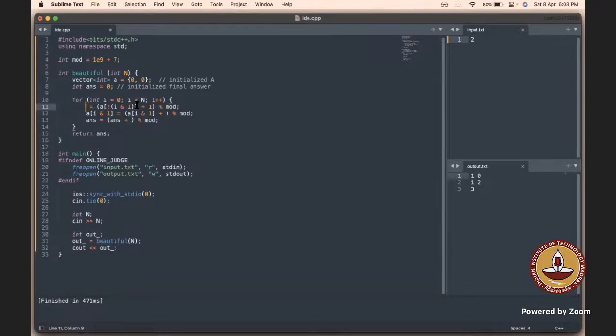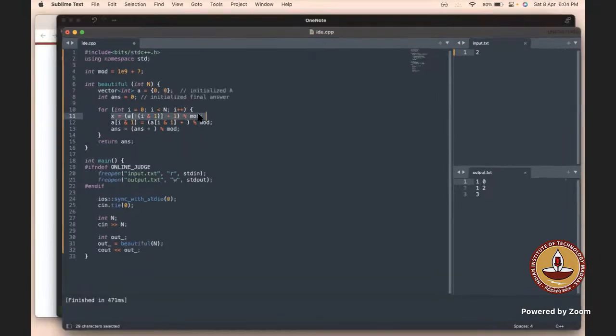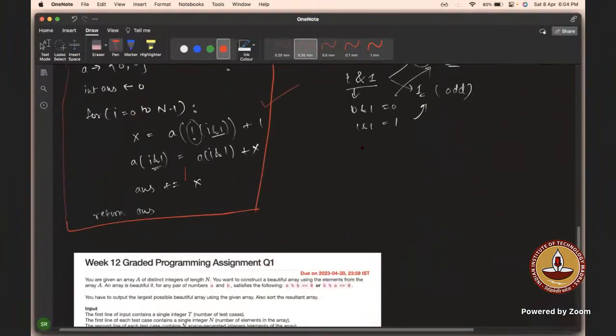Okay, so what we do here is make x equal to a, and the position we enter is i and NOT of i and 1, right? And we add 1 to it. And then we are taking mod also, because in the question, if you see, it is specified that you have to take modulus at each operation, because there could be a large number of possible subsequences. So that's why we're taking mod over here, right? And that is how we calculate x. You can see that x is being calculated like this.